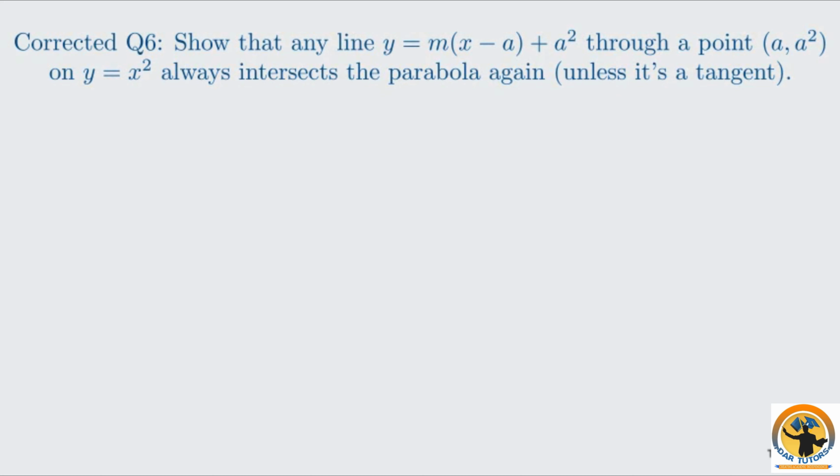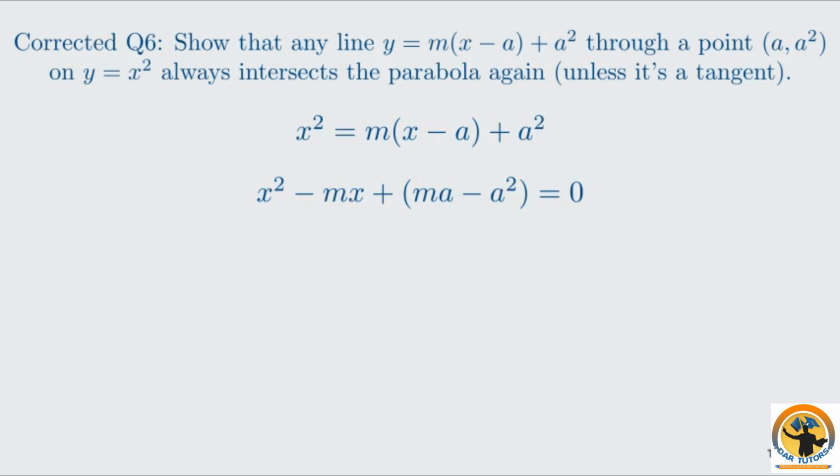We set the equations equal to each other. x squared equals m times the quantity x minus a plus a squared. Rearranging gives x squared minus mx plus the quantity ma minus a squared equals 0. We know one solution is x equals a because the line passes through the point (a, a squared).